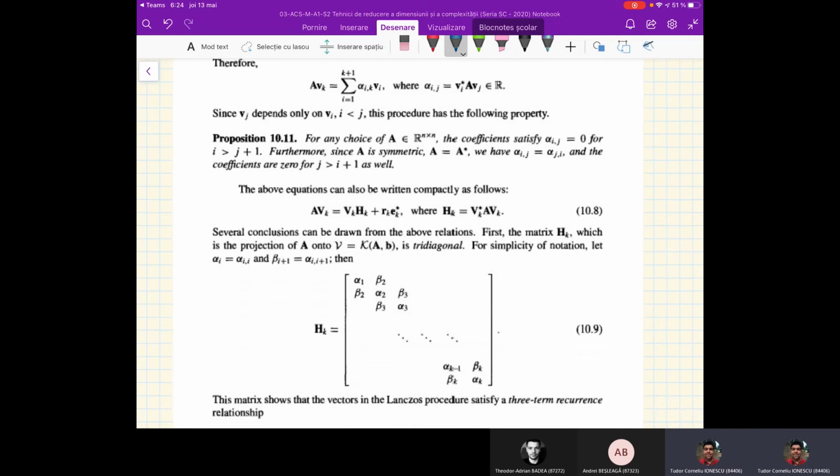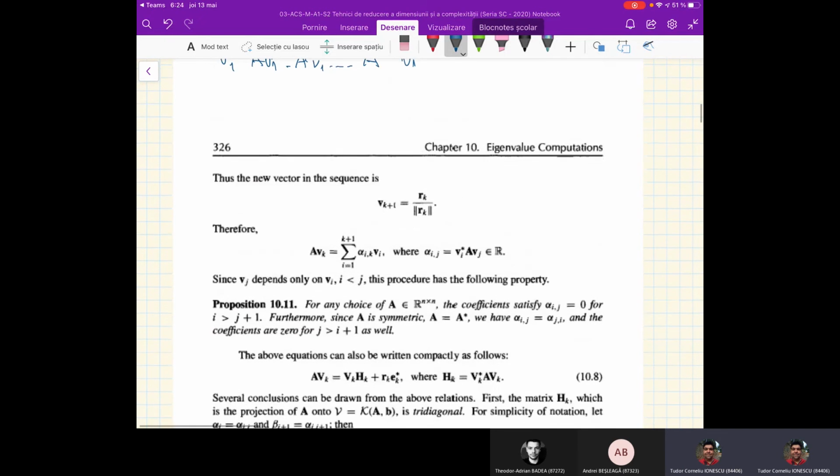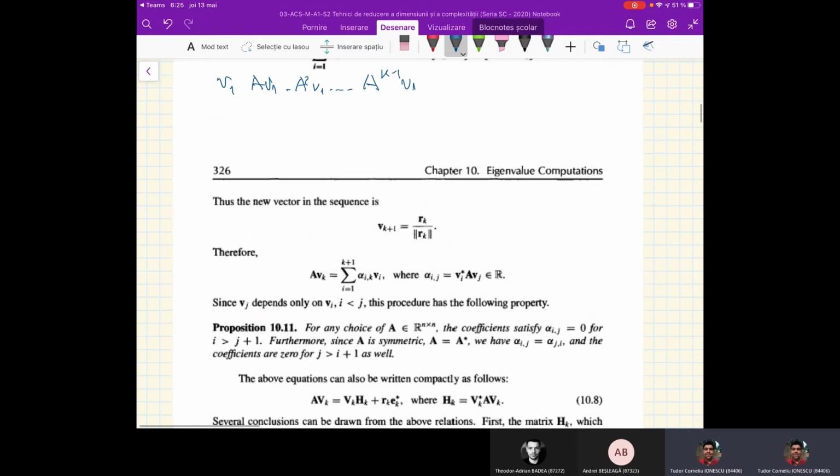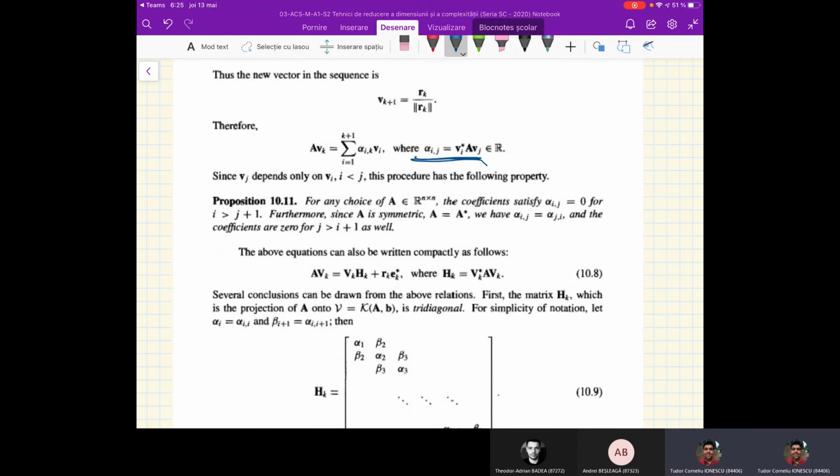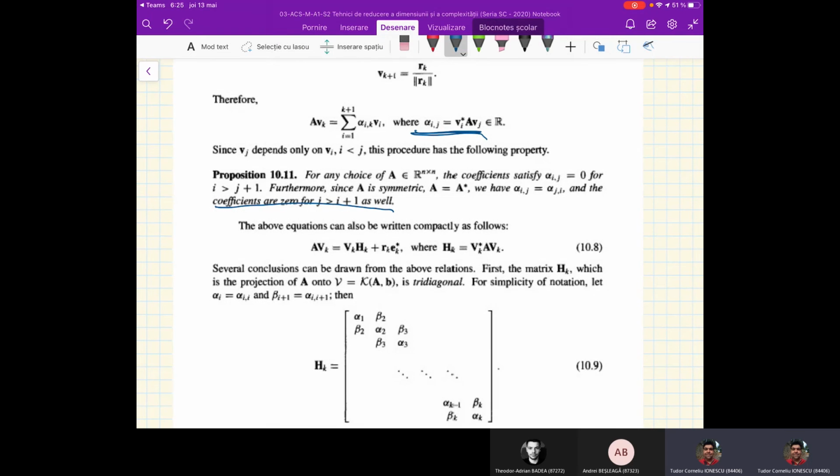There is the result for any choice of, so for any square matrix A, the coefficients alpha ij determined here. The coefficients alpha ij equal 0 for i larger than j plus 1. Furthermore, since A is symmetric, alpha ij is equal to alpha ji, and the coefficients are 0 also for j larger than i plus 1. So this is an approximation, essentially.